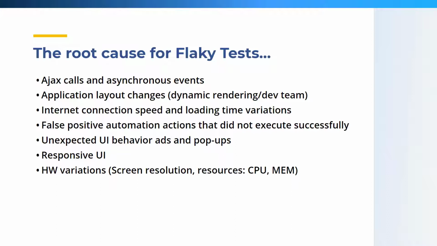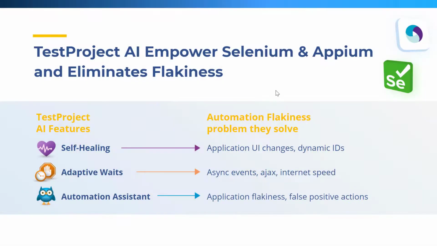The most major cause for flakiness is changes in your application's DOM. These changes can result from dynamic UIs with dynamic IDs and elements, or changes made by the development team during the application's lifecycle. The TestProject platforms offers various tools to improve your automation for web and mobile applications.